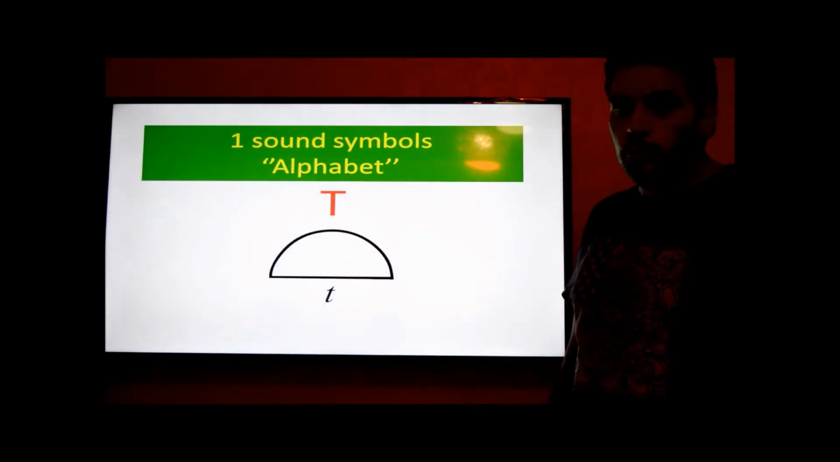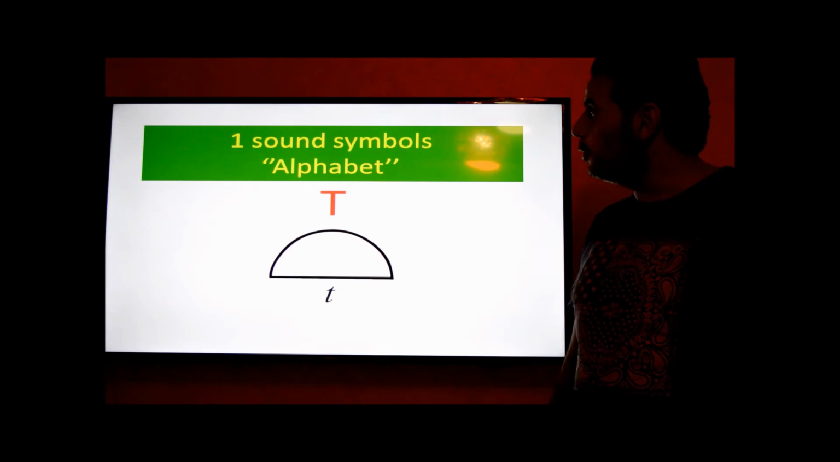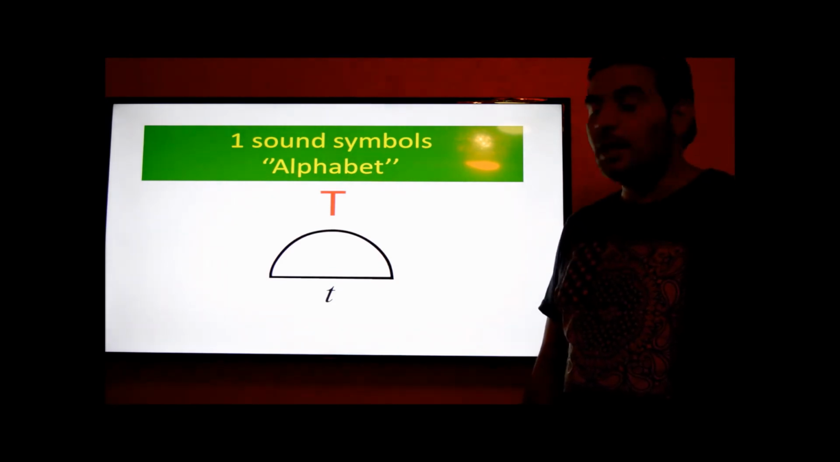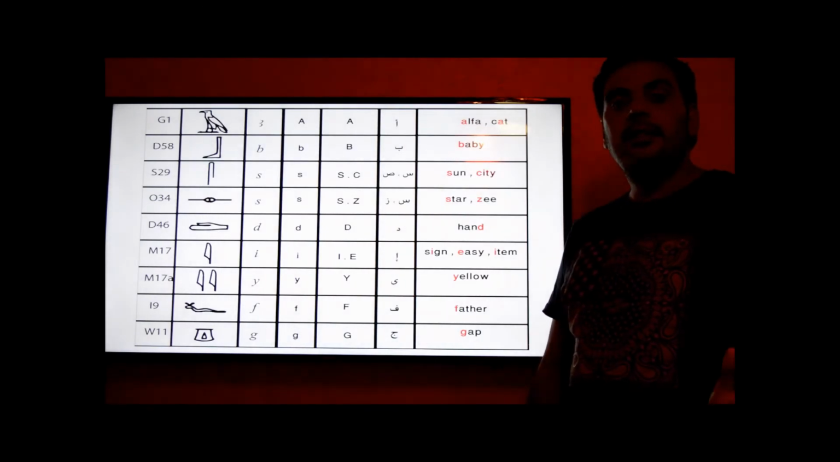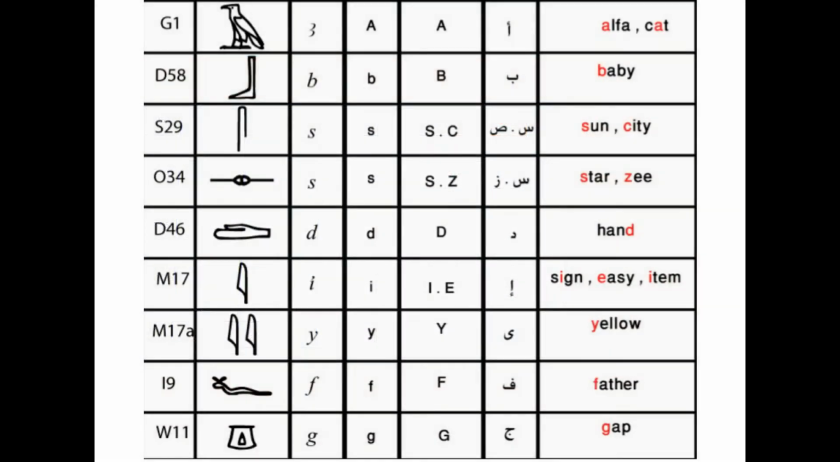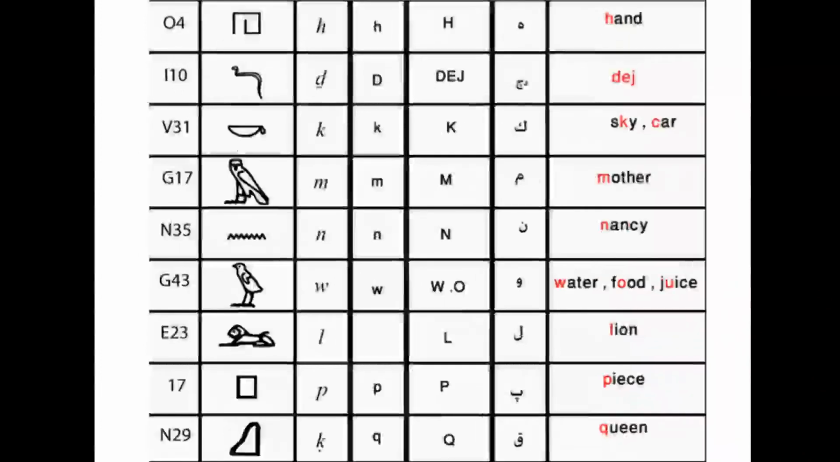This is one of the symbols of the group of one sound, T, and we can call this group of one sound the alphabet. We will see the vulture representing letter A, then B, C, D, E, F, G, and the rest of the symbols, and each symbol here represents one sound.